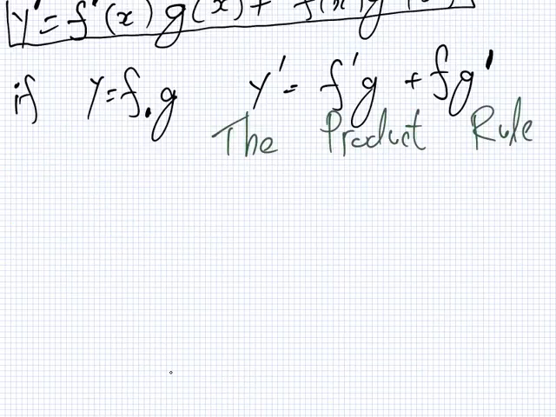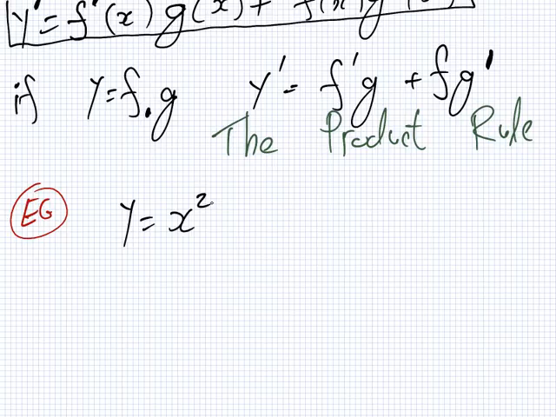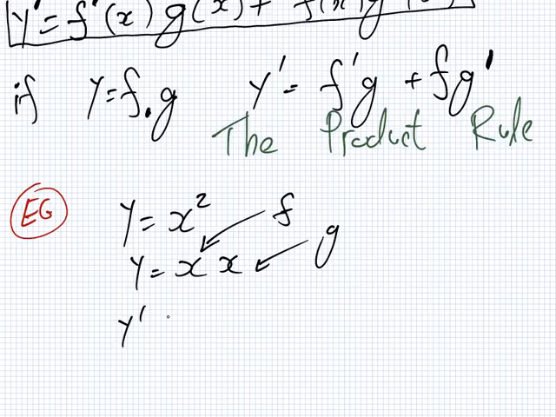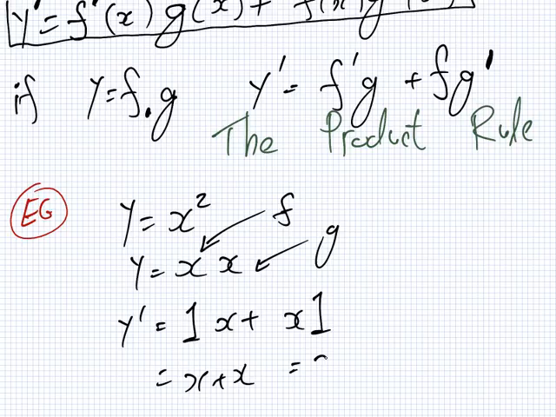So, this example, we know the answer already. If y equals x squared, what's the derivative? It should be 2x. Let's test the rule. y equals x times x. This is like f, and this is like g. So the derivative is, firstly, the derivative of f. What's that? 1 times g plus f, which is x, times derivative of g, which is 1. x plus x equals 2x. So we can see the rule works.